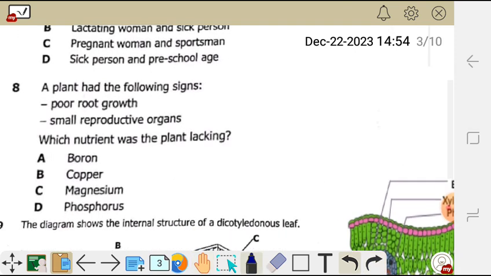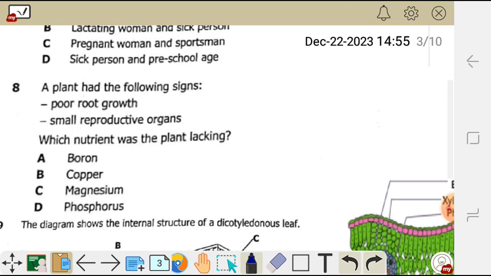A plant had the following signs: poor root growth, small reproductive organs. Which nutrient was the plant lacking? A, boron. B, copper. C, magnesium. D, phosphorus. So the correct answer here is D. Phosphorus is responsible for proper root growth and reproductive organs. So if a plant is lacking phosphorus, we are going to observe more prominently poor root growth.